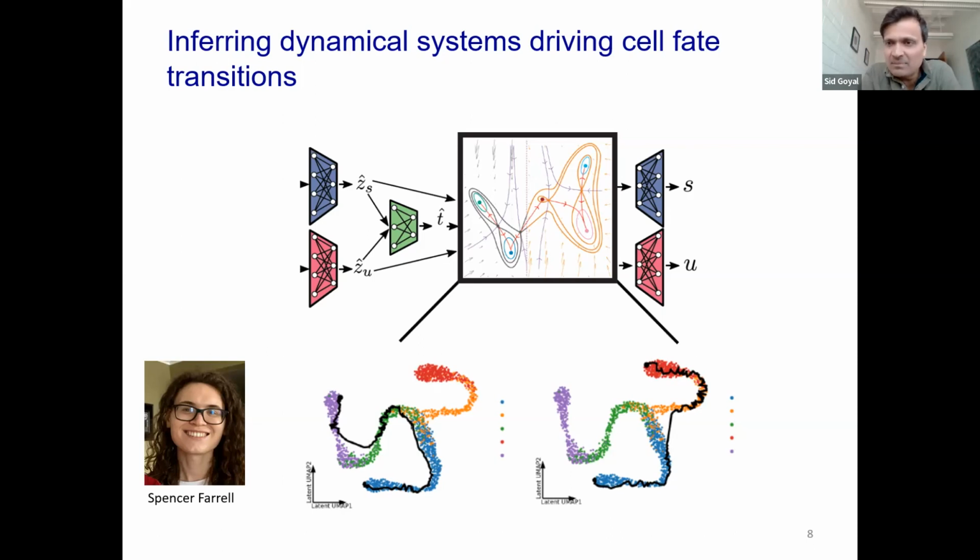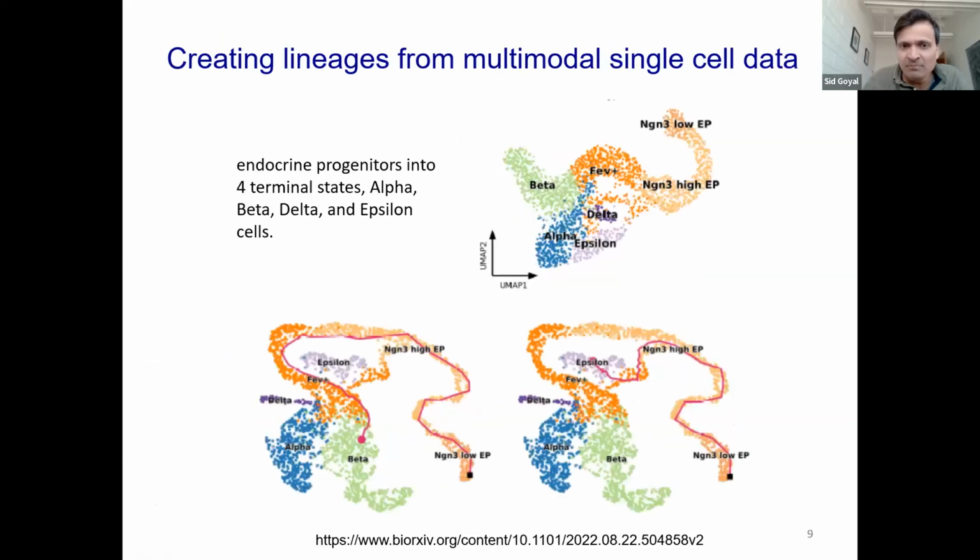And Spencer has done some really creative work in trying to infer these dynamical systems. This is just an example at the bottom of a simulated system where you can find these trajectories, how cells go from one type to the other. She has attempted this on various data sets.